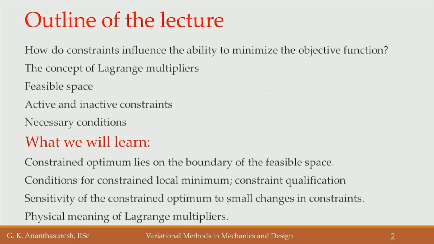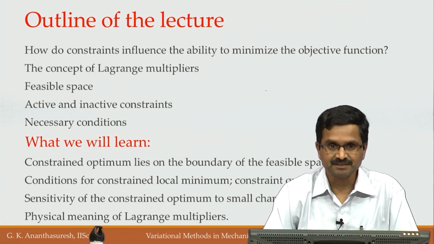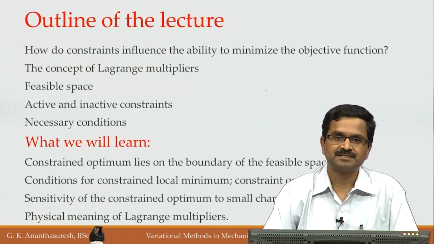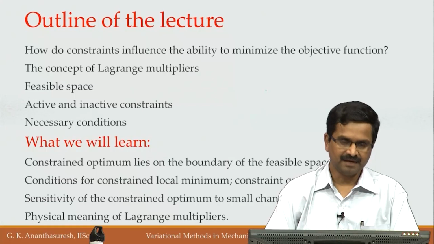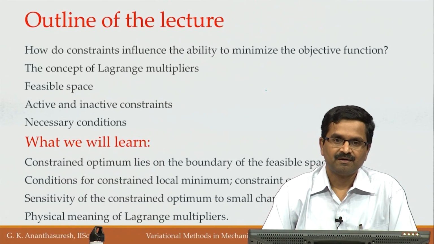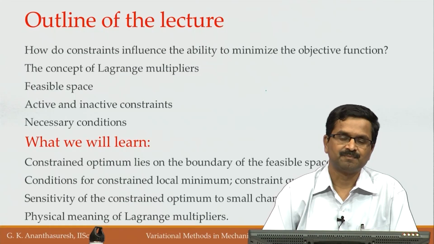So, as part of this lecture, we are going to talk about constraint optimum when it lies on the boundary. Sometimes it is called a boundary optimum, because now the optimum, whether it is a minimum or a maximum, lies on the boundary of the feasible space. We will derive the conditions for that and then talk about the local minimum and another concept called constraint qualification. And we will also see the sensitivity of the optimum point with respect to small changes in the constraints, and then finally the physical meaning of the so called Lagrange multipliers.